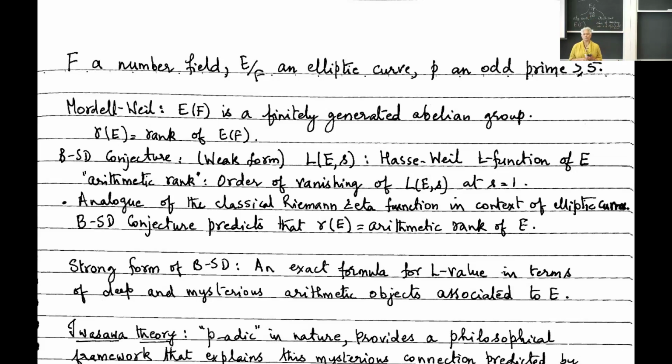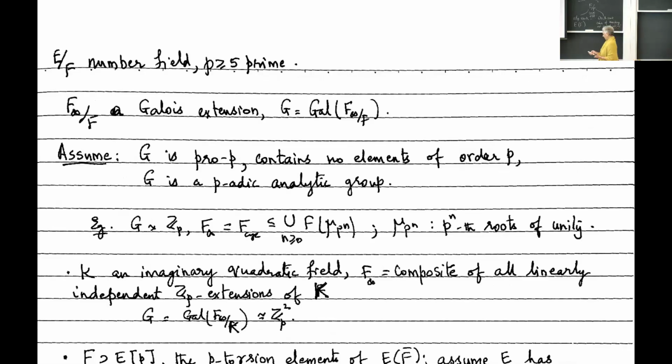And there, what you do is you say, okay, if I want to prove two numbers or two fractions are equal, let me look at them prime by prime, and then prove that for every prime, the two sides are equal. In doing that, as far as I know, the only systematic way is to use Iwasawa theory. So that's why I say it's a p-adic theory. It also provides a philosophical framework that explains this mysterious connection predicted by the Bird-Swinnerton-Dyer conjecture.